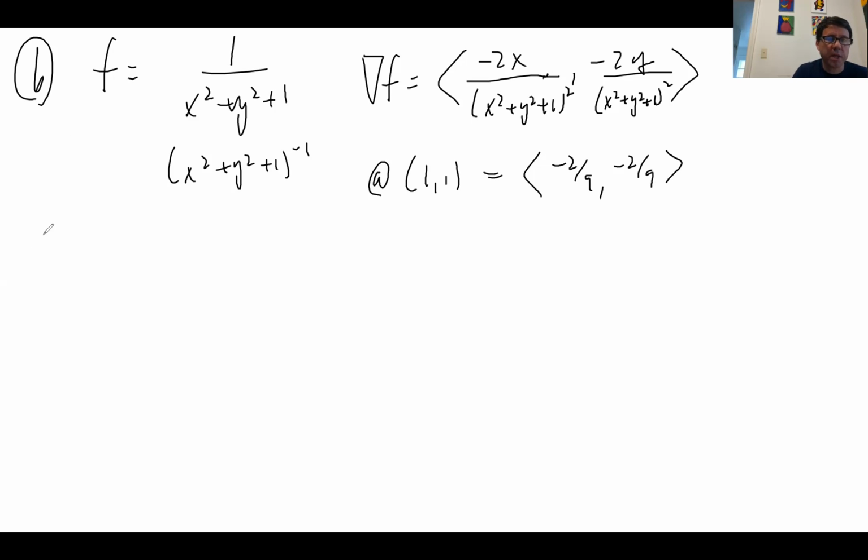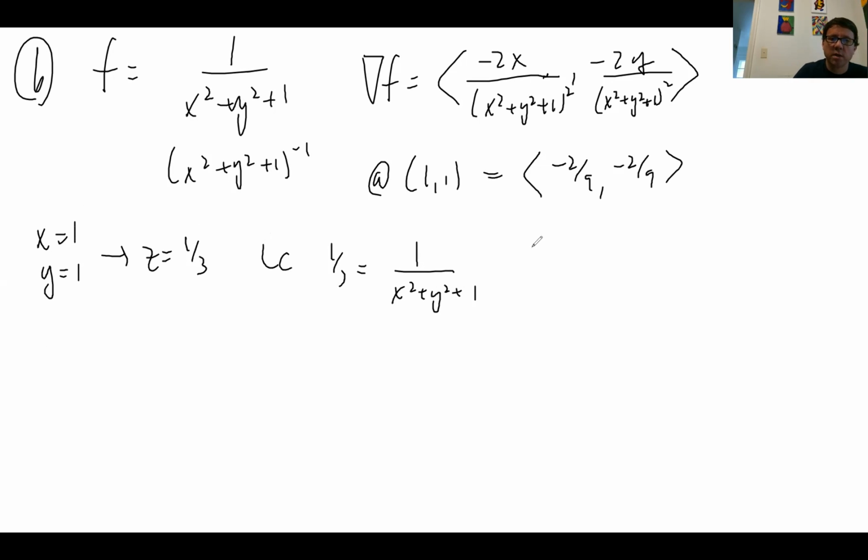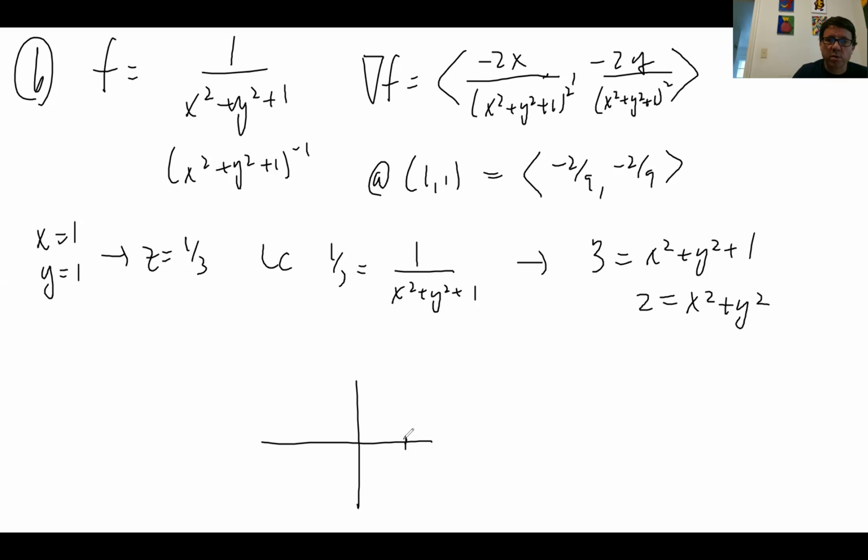That was part A. Part B, find the level curve at that point. Well, if x is 1 and y is 1, then you plug that into your function and you'll get z equals 1/3. So you want the level curve where z is 1/3. That means the level curve will be 1/3 equals 1 over x squared plus y squared plus 1. You can flip both sides and you'll get 3 equals x squared plus y squared plus 1, or 2 equals x squared plus y squared, which is the circle of radius square root 2.